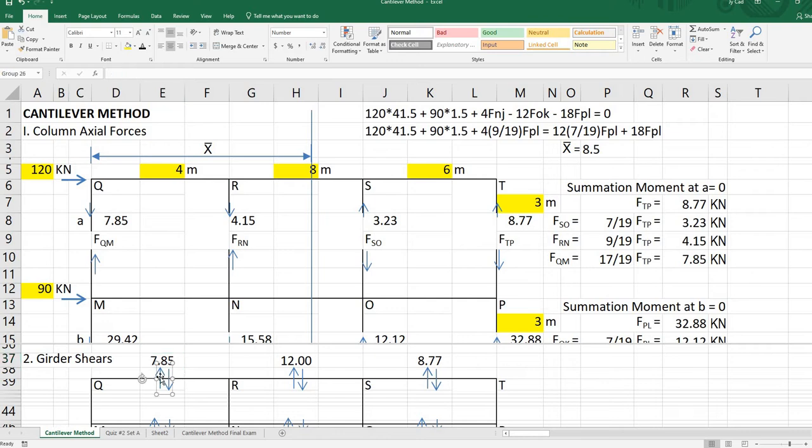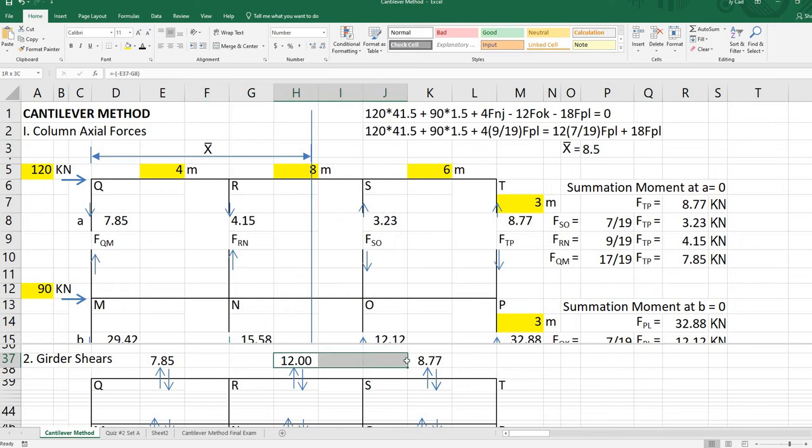Okay? Kasi, on this left member of the beam, it is directed upwards, so positive. Tapos, on this right side of the beam, it is directed downwards. So, that is negative 7.85. Okay? So, next, dito tayo ngayon sa node R. For this beam, yung shear sa kabila, sa left, ganun din yung shear sa right.